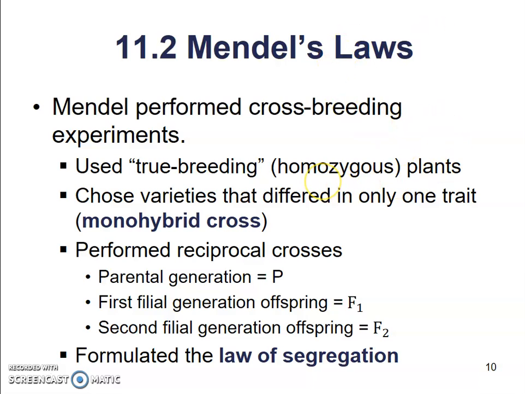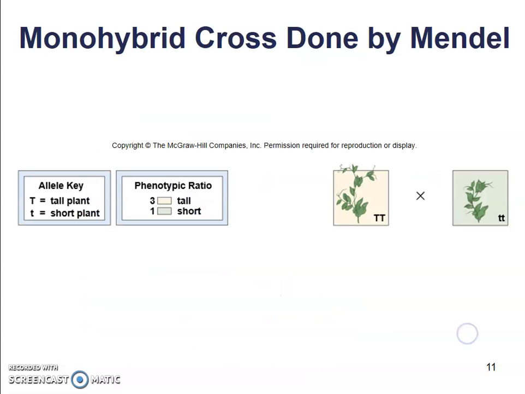And he did something called a monohybrid cross, meaning he was going to breed those plants together, and they were different in only one respect. So mono meaning one, hybrid meaning a combination of the two. He performed reciprocal crosses. The parental generation, P, was bred together to make the first filial generation, which is F1. That F1 generation is then left to self-pollinate or pollinate each other, and you would get the F2, or second filial offspring. And this is how he formulated the law of segregation.